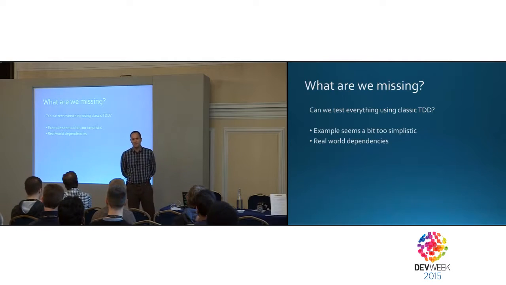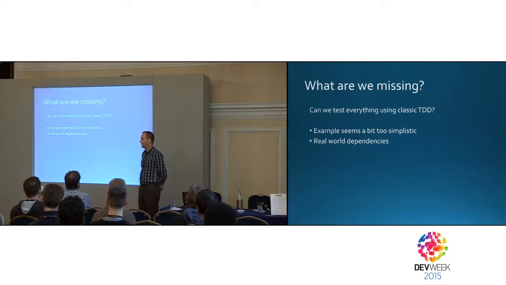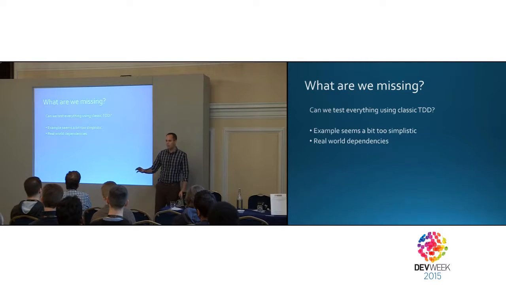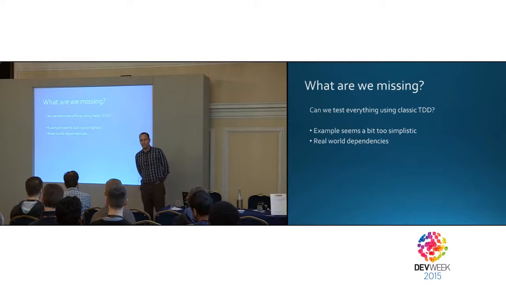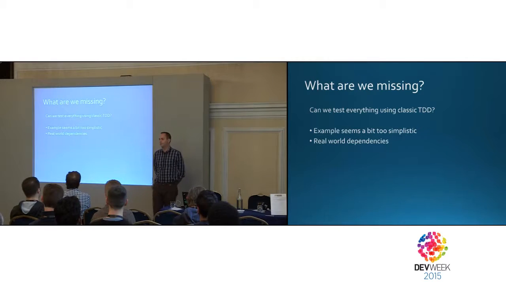The examples seem very simplistic. I don't expect you to buy into TDD by seeing the Roman numeral example. It's too simple. Your code, hopefully, does much more difficult things. In the real world, we have a thing called dependencies. We do have databases. We do have web services. Otherwise, software does absolutely nothing. And we do need to do something with it.